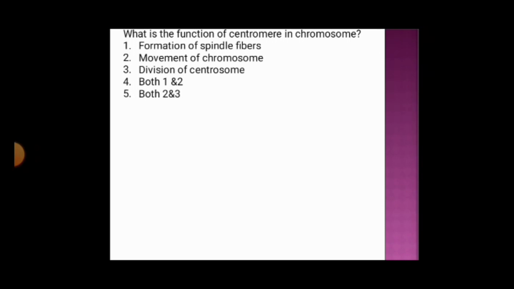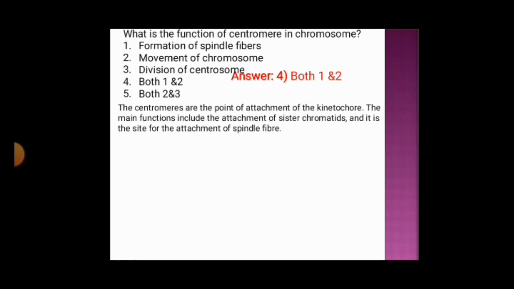Next question. What is the function of centromere in chromosome? Option 1 formation of spindle fiber, option 2 movement of chromosome, option 3 division of centrosome, option 4 both 1 and 2, option 5 both 2 and 3. And the correct answer is option 4, that is both 1 and 2. The function of the centromere in the chromosome is the formation of spindle fibers as well as the movement of the chromosome. Now let's discuss what this centromere is and what its function is in detail.